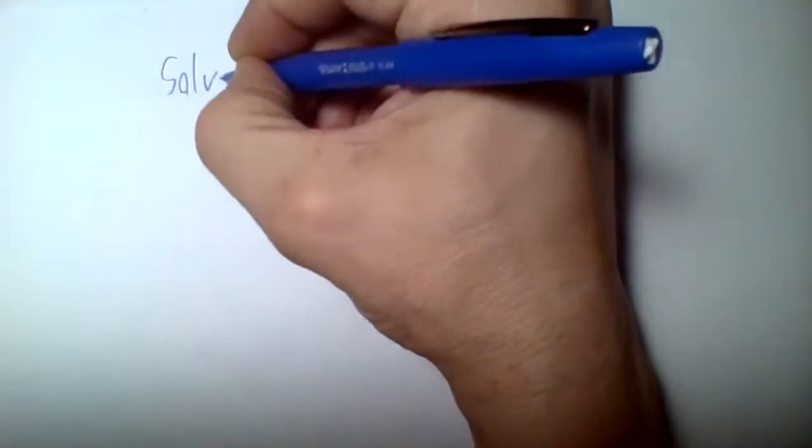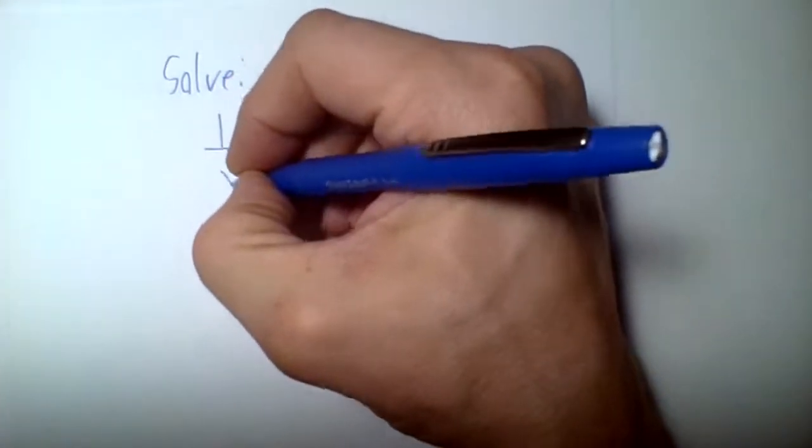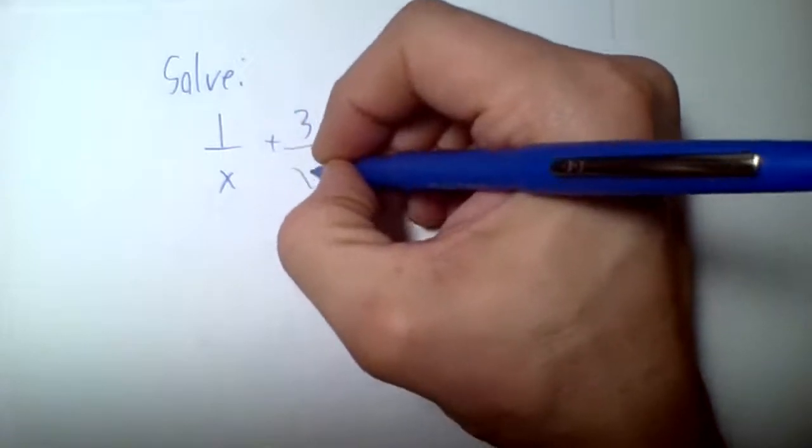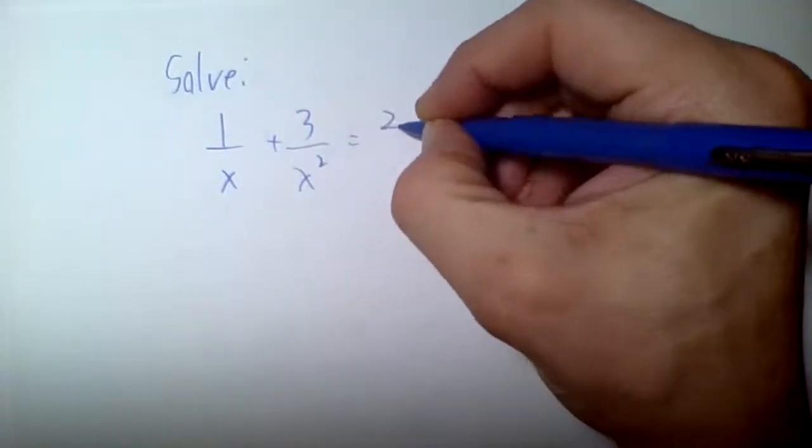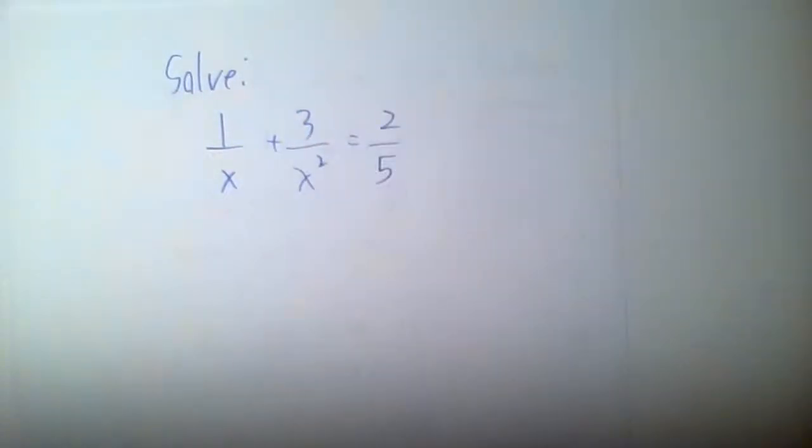Okay. I could even go like, yes, it's good. Solve this. It's 1 over x plus 3 over x squared equals 2 over 5. So if you remember everything that we did all semester, then something's going to come to mind right here. This wasn't that long ago.